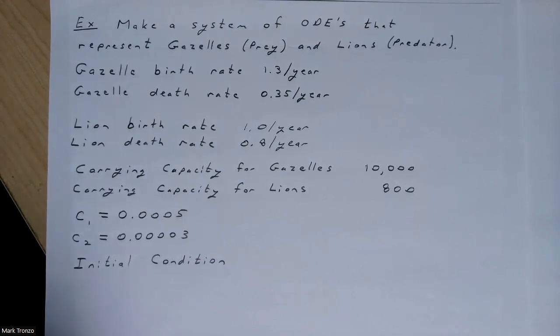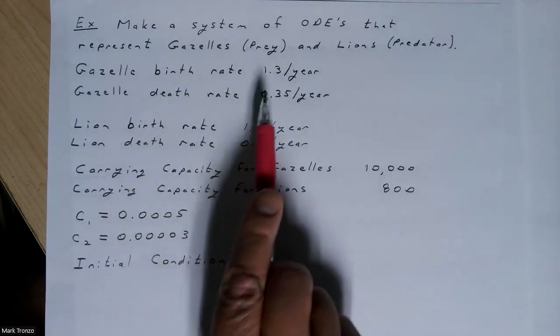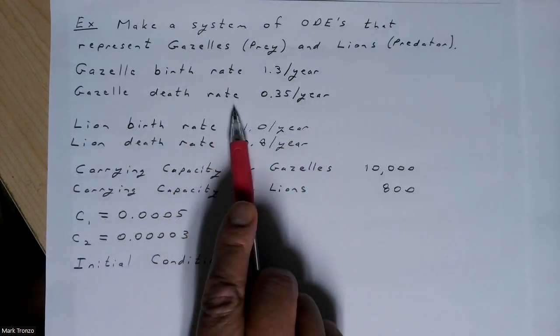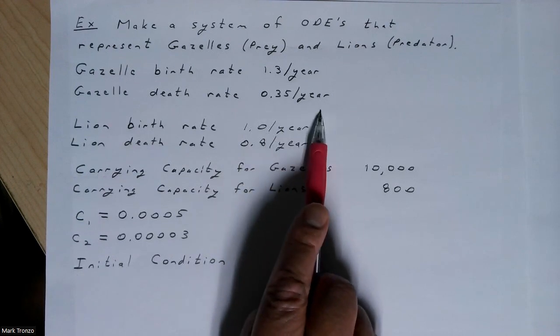So let's take a look at this example. We want to make a system of ordinary differential equations. That is a predator-prey system of differential equations that represent gazelles as the prey and lions as the predators. And we're given this birth rate. The gazelles have a birth rate of 1.3 per year. Gazelles have a death rate of 0.35 per year.